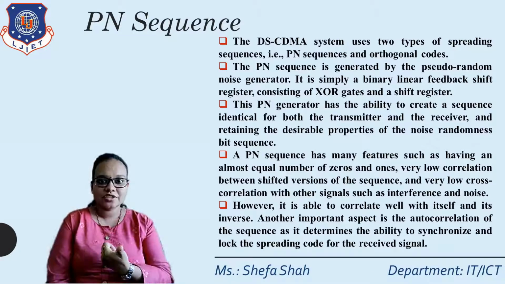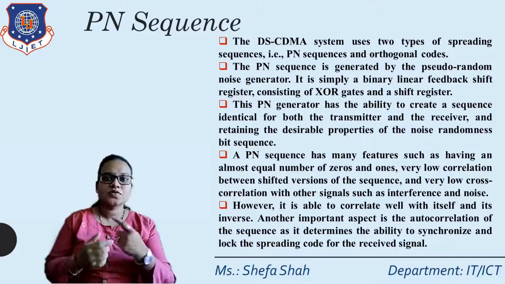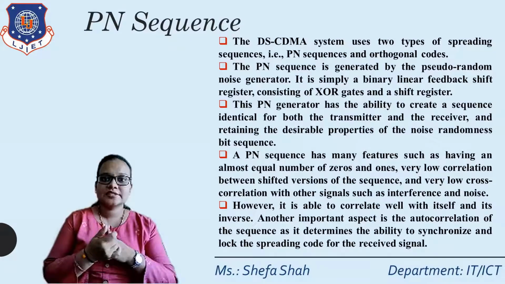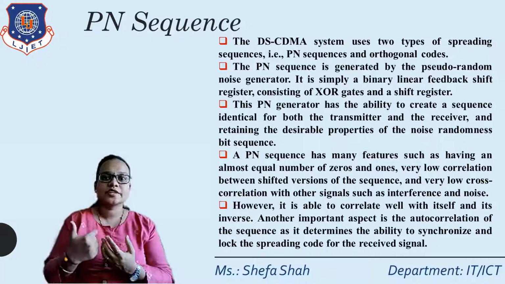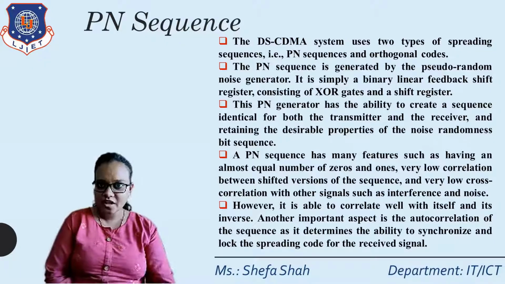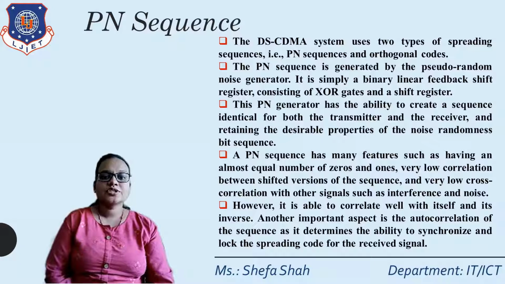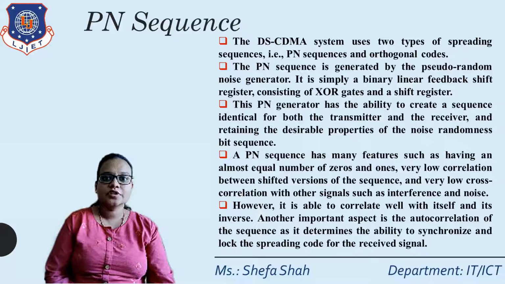It will consist of three blocks. First, the shift register. Second, the XOR gate, and third, again a shift register for transferring the data to the transmitting side. This PN generator has the ability to create an identical sequence for both the transmitter as well as the receiver, and it will retain the desirable properties of a noise-like random bit sequence, right?